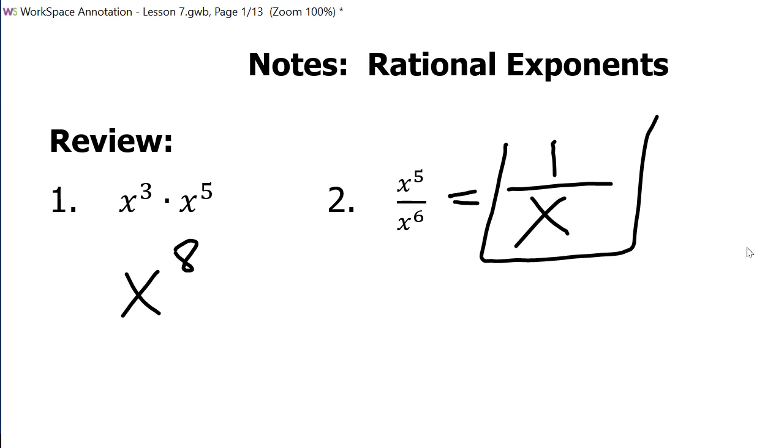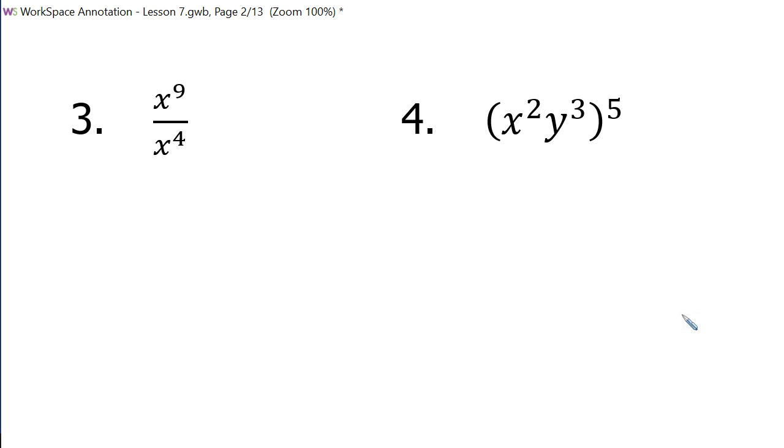Okay, copy down problems 3 and 4. So for problem 3, we have x to the 9th divided by x to the 4th. Problem 4, inside the parentheses is x squared y cubed. And outside the parentheses is being raised to the 5th power. This is unit 5, day 7.